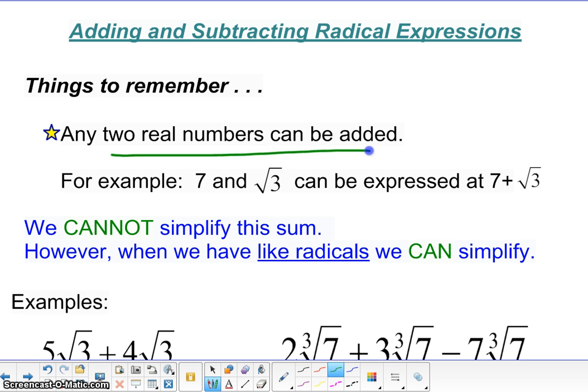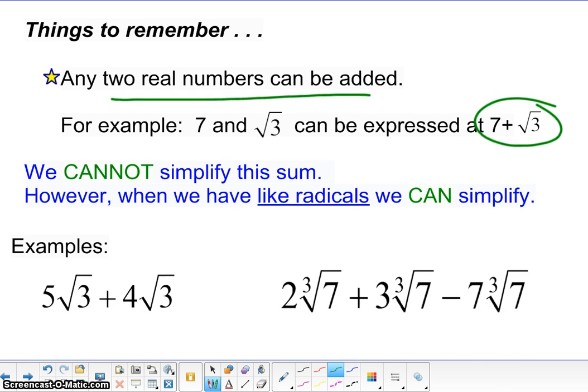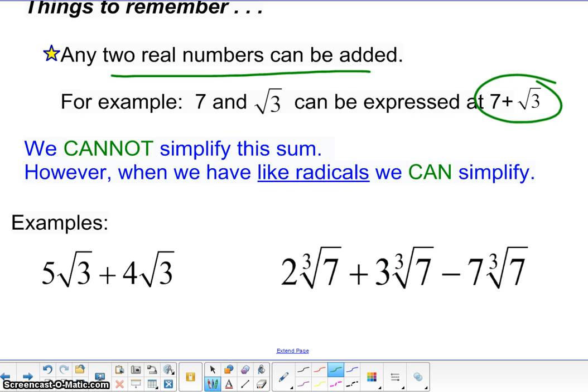Any two real numbers can be added together. For example, 7 radical 3 can be expressed as 7 plus radical 3. No decimals. Do not use your calculator for that. We cannot simplify this sum. We can't simplify that anymore.